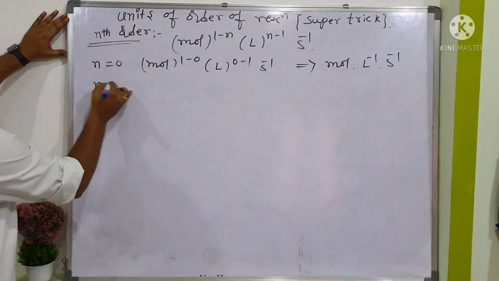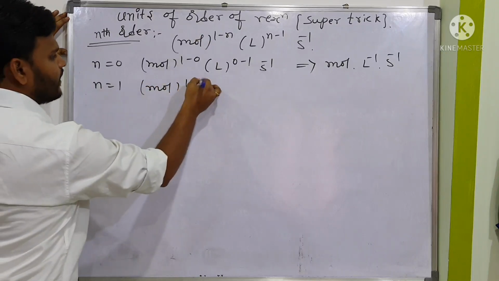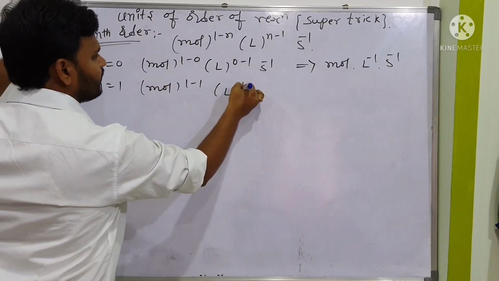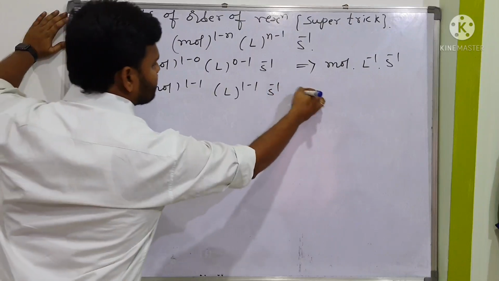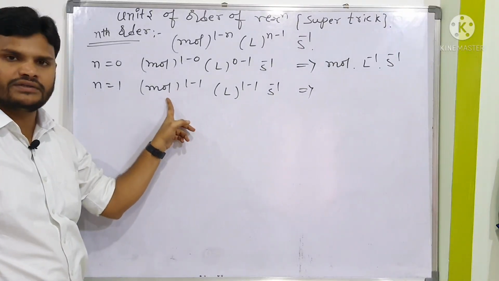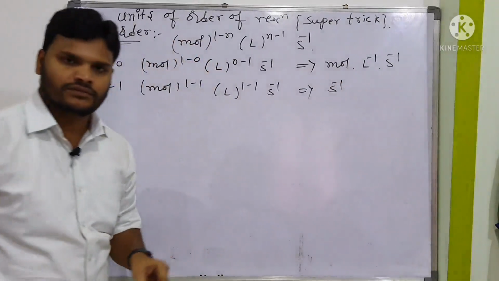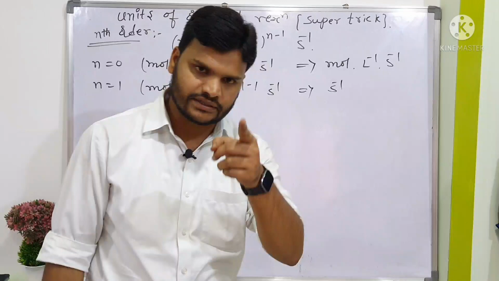Next, first order reaction. So mol^(1-1) L^(1-1) s^-1. That indicates 1 minus 1 is nothing but 0. Anything power 0 has value 1. So the answer is just second inverse. First order reaction unit is s^-1.